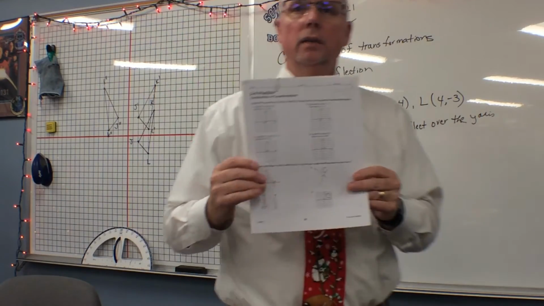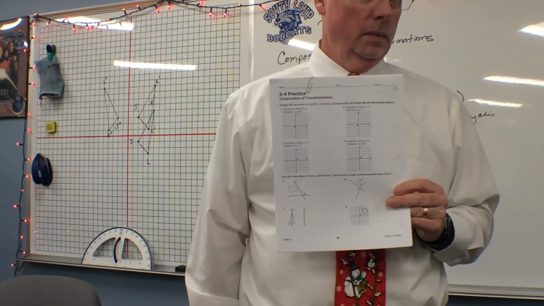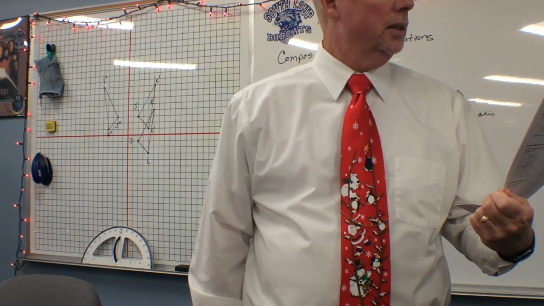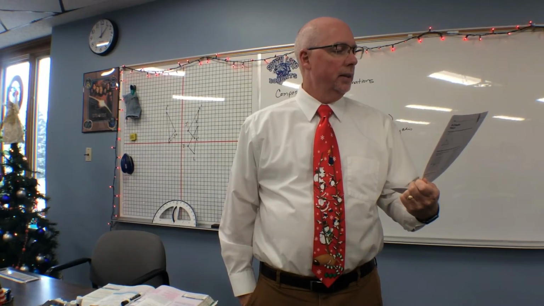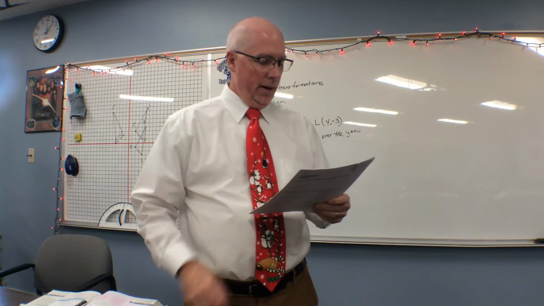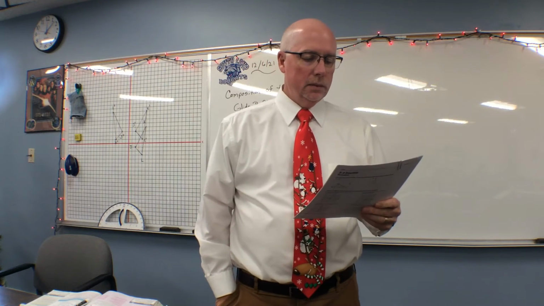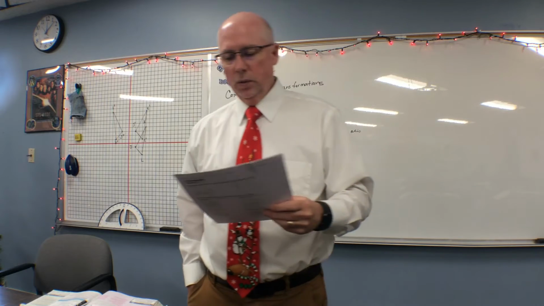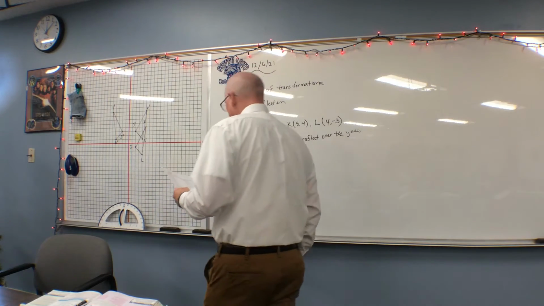So on your worksheet, it says triangle ABC has vertices, these 3 vertices, and then graph it after the indicated glide reflection. Now let's take a look at a couple of these. Let's take a look at number 2.